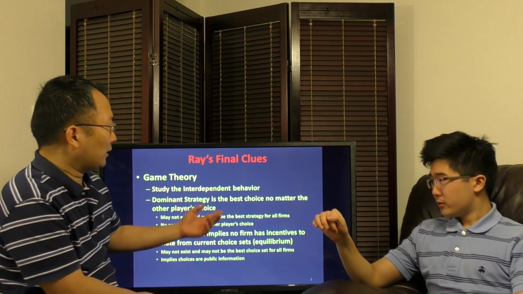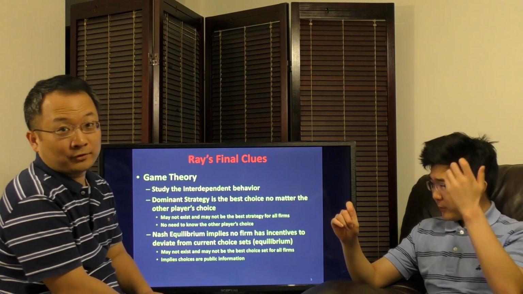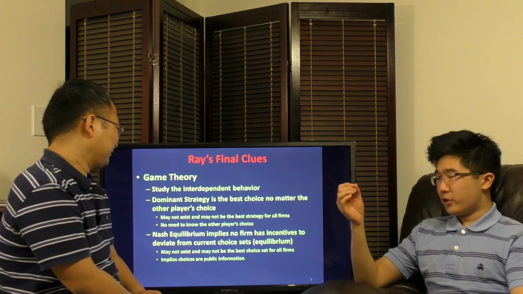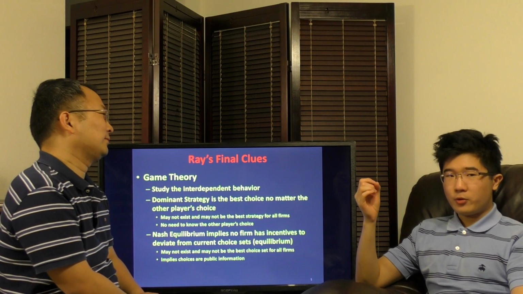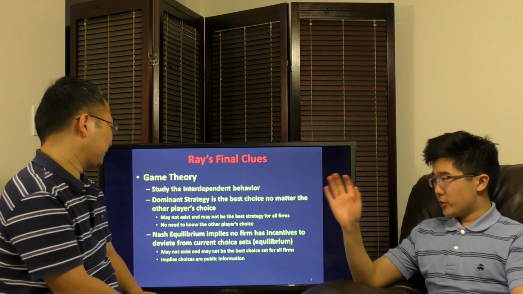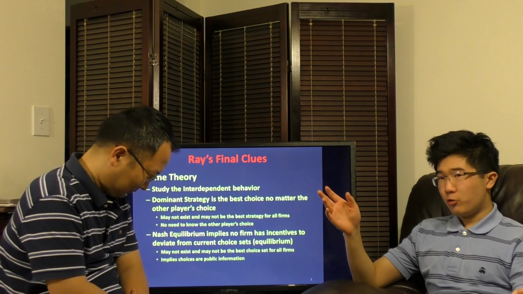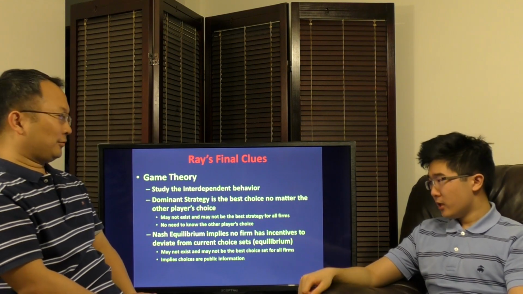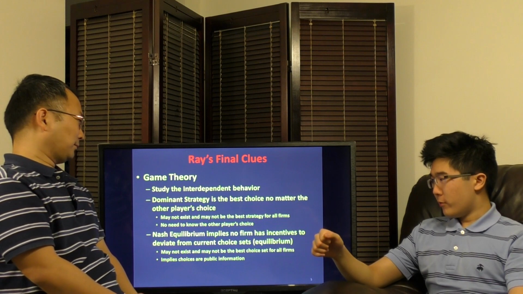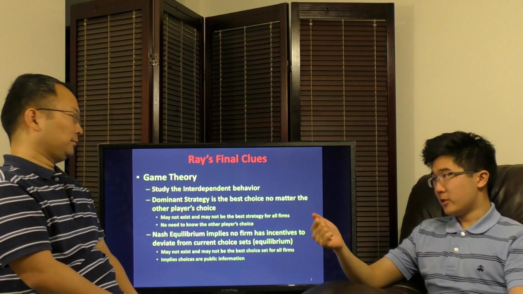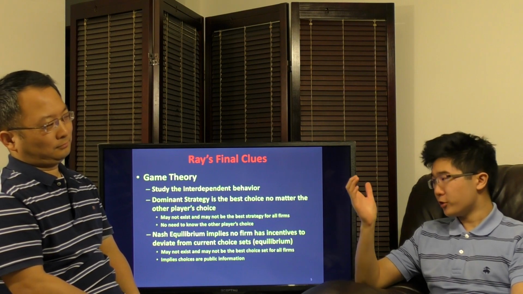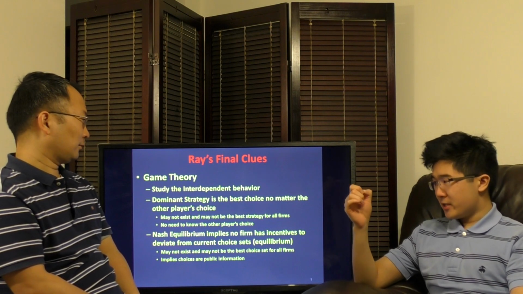That's why collusion is very difficult, because both firms always have an incentive to cheat, and because collusion is usually not the most stable equilibrium. There's no need to know the other player's choice, because regardless of what the other player chooses, you have the best outcome compared to if you chose the other choice. Nash equilibrium implies no firm has incentives to deviate from the current choice sets, which once again reinforces why collusion is difficult, because collusion is not a Nash equilibrium. And it may also not exist in all scenarios.